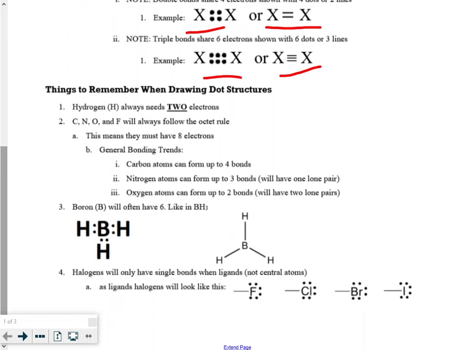Well, down here, I put some things to remember. Hydrogen always has 2. Carbon, nitrogen, oxygen, fluorines will always follow the octet rule with 8. That means in general, carbon atoms form up to 4 bonds.